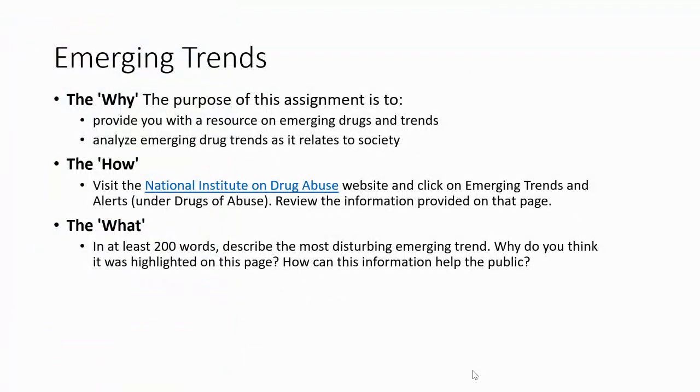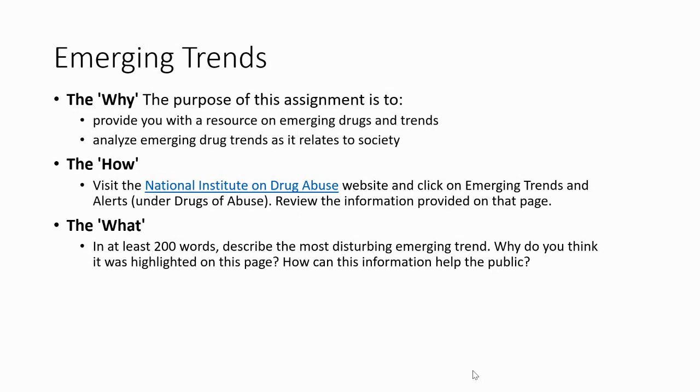The Emerging Trends assignment, the reason for it is really to provide you with resources on what types of drugs are emerging and what are the trends now with drug use, and analyze some of the emerging trends as it relates to society. And so how you will complete this assignment is by visiting the National Institute on Drug Abuse website, and then you will click on Emerging Trends and Alerts, and you can find that under the Drugs of Abuse tab.